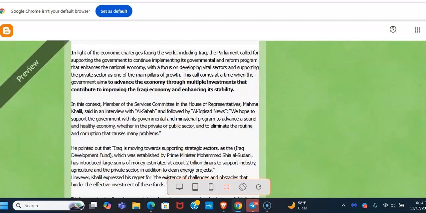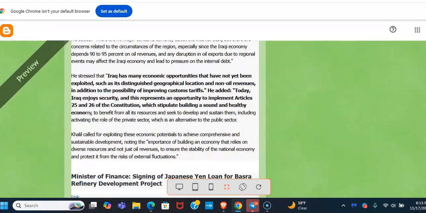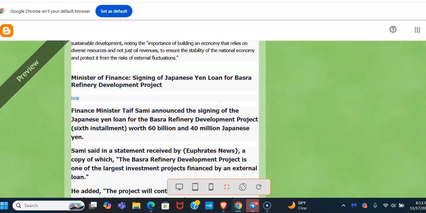Oh, yeah. So this call comes at a time when the government aims to advance the economy through multiple investments that contribute to improving the Iraqi economy and enhancing its stability. So here, Iraq is moving towards supporting strategic sectors. So yeah, this is a good article. See, I have some bolded stuff here you might want to read.